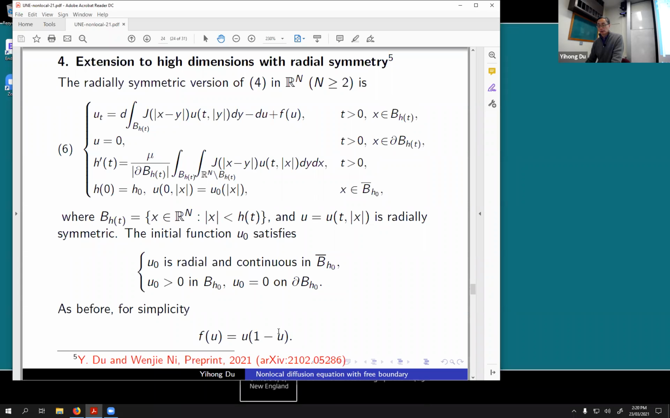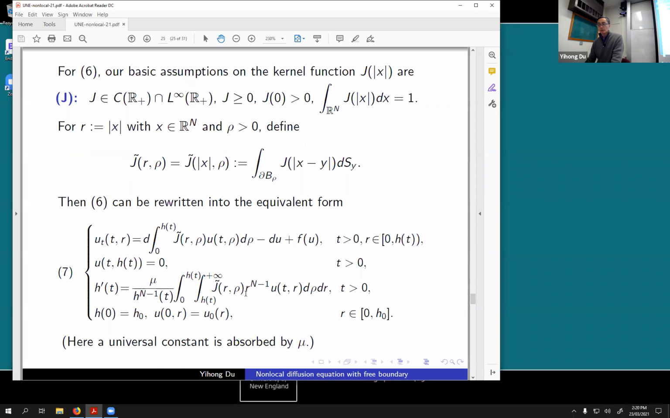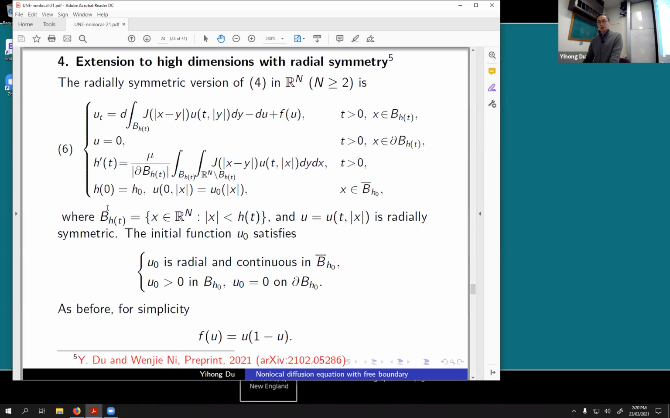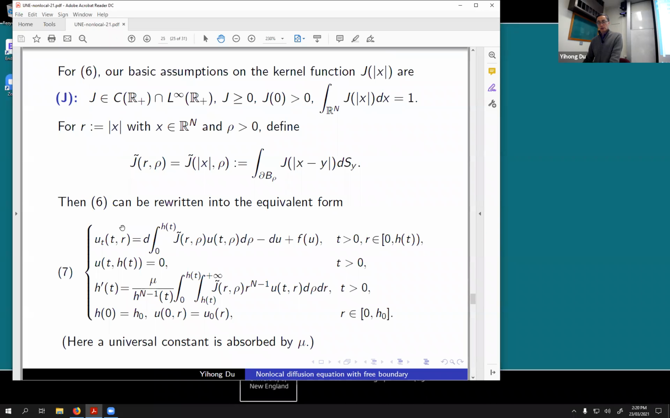We don't have to; we can allow for more general f behaving similarly. For the kernel function, that's the basic assumption, and that's the radial high dimension version of the old J. Now if we introduce this new J tilde obtained from J in this way, we can rewrite (6) into this form, kind of comparable to the one-dimensional situation. But here you can see differences, though it's related to the one-dimensional situation.